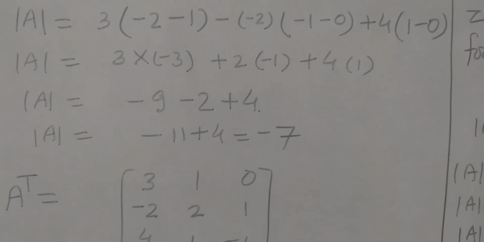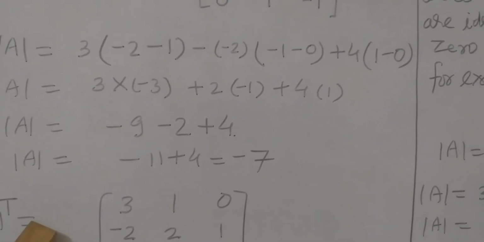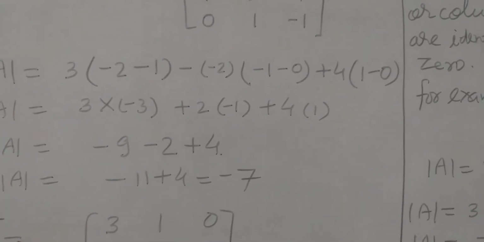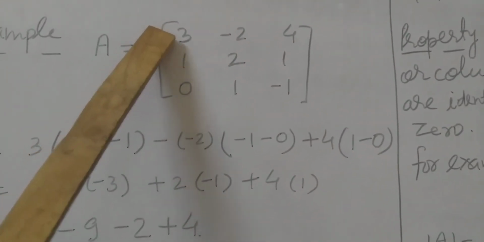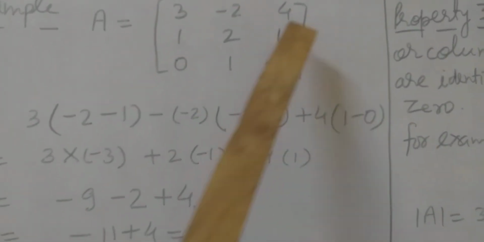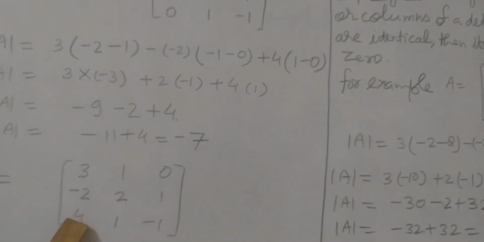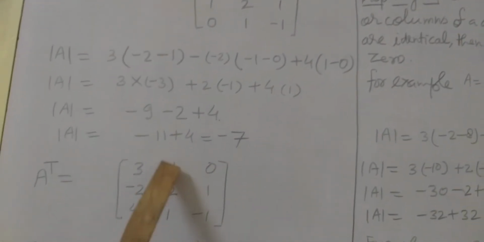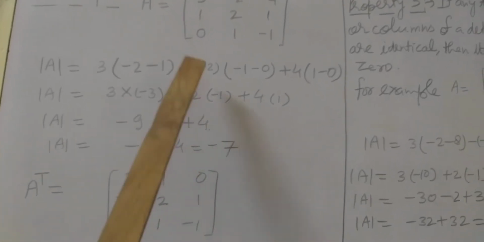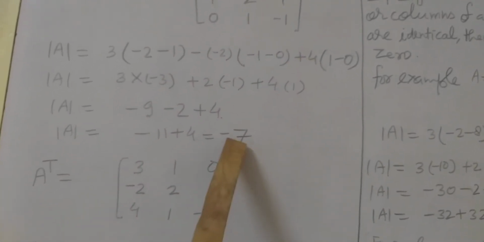Now students, I am going to find its transpose. Correct? In the transpose we change rows into columns. So the first row becomes the first column here, student. The second row, 1 to 1, becomes the second column. The third row becomes the third column, student.